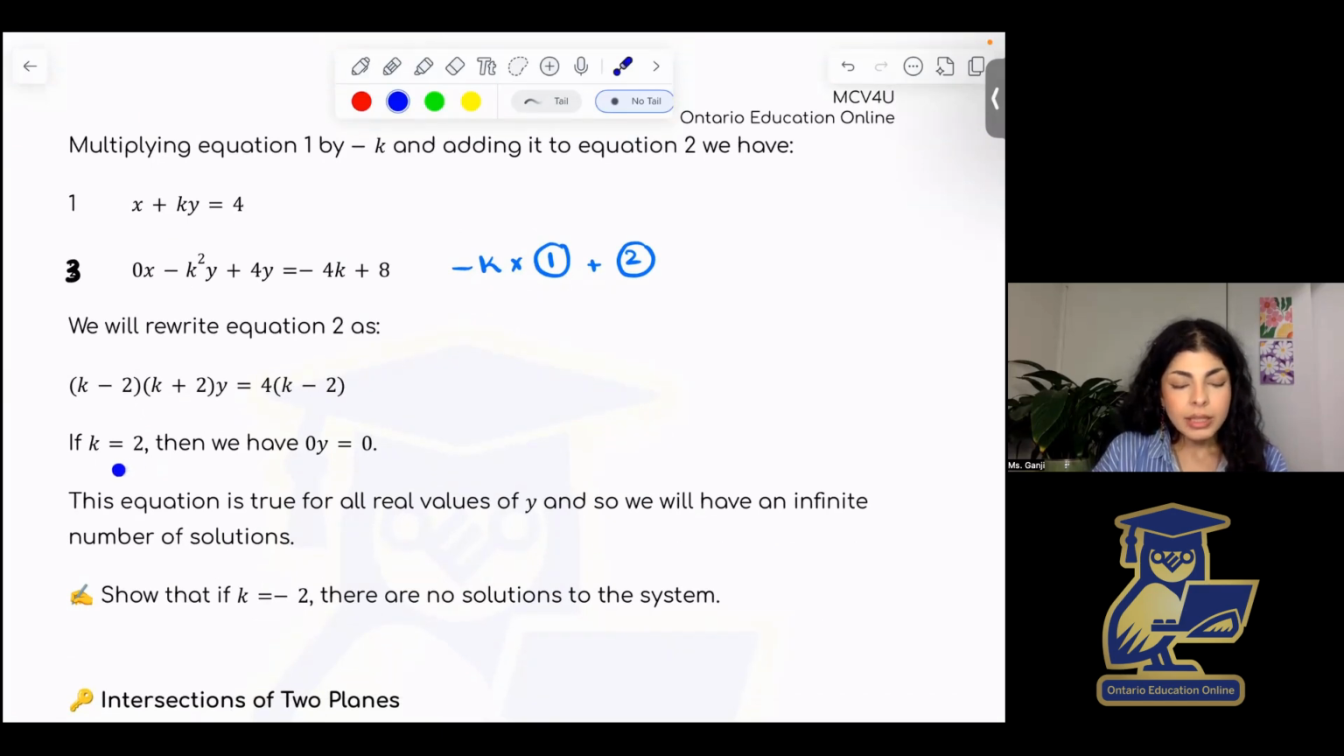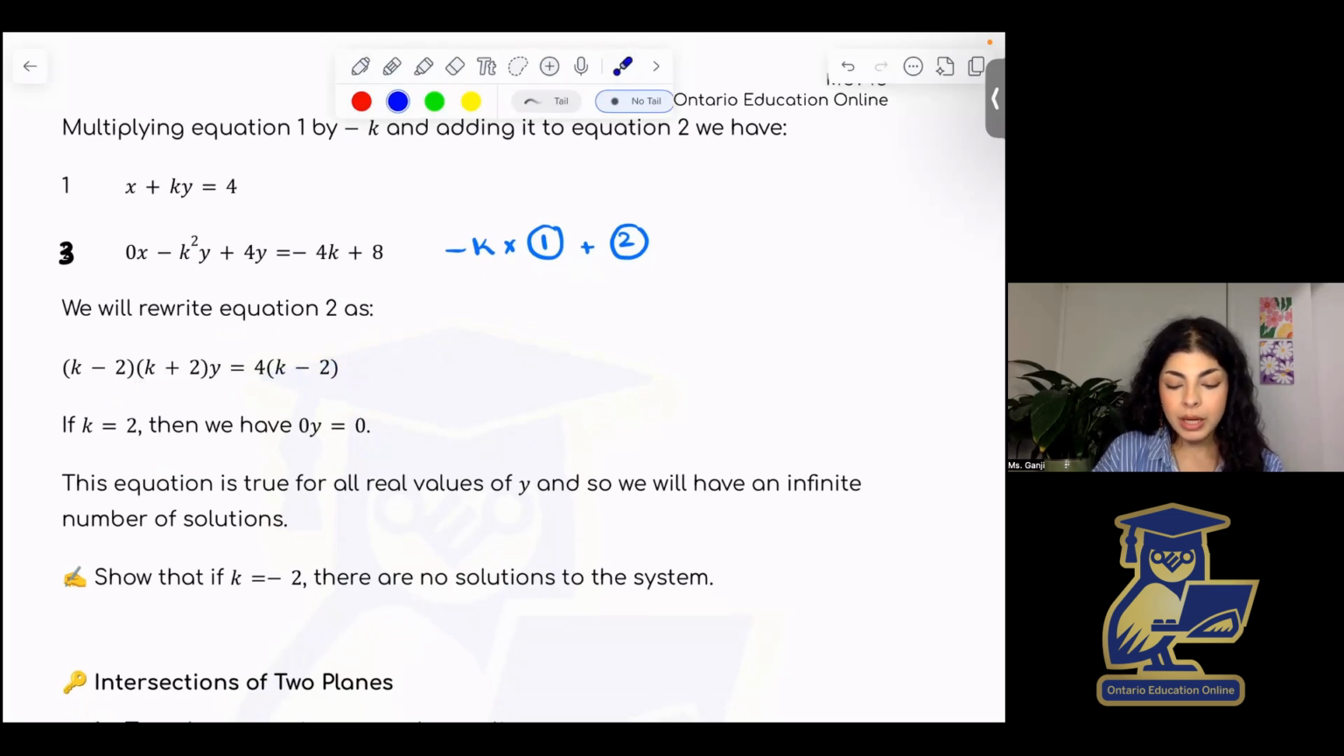Now, in this equation, consider when k is equal to 2, then this will give us a 0 value. So really, you will end up with 0y is equal to 0, since this side will also give you 0. That means any value of y will satisfy this equation because k is 2. So in 0y is equal to 0, any value of y will hold true. So technically, you have an infinite number of solutions here.